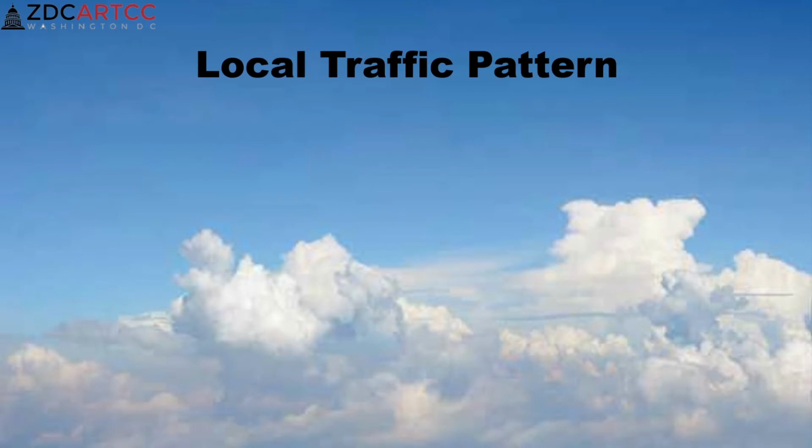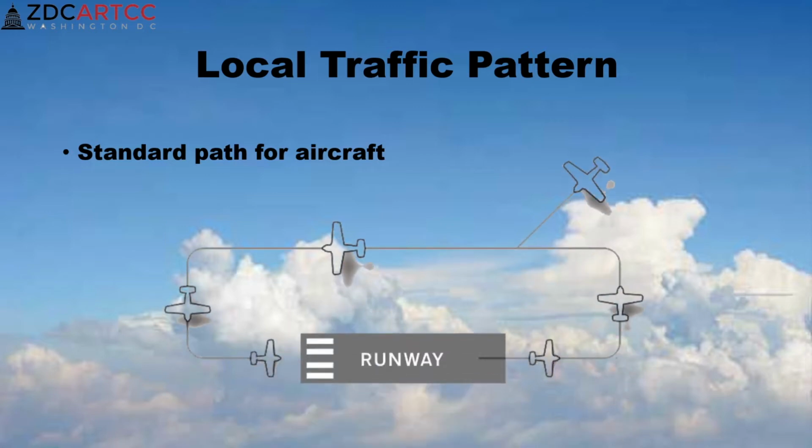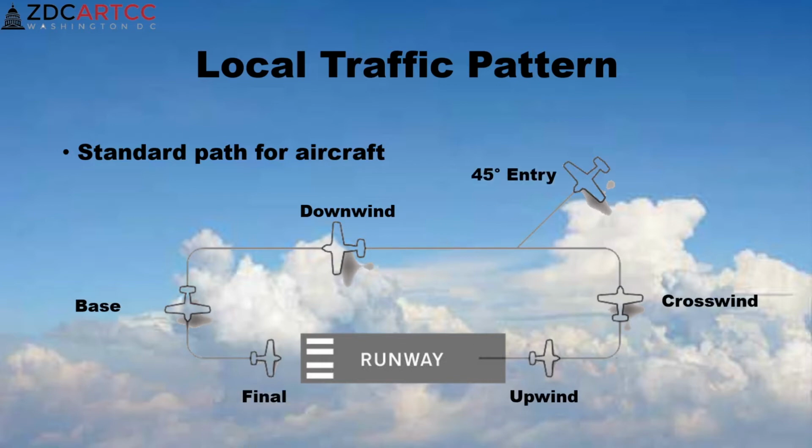First, we must understand what a local traffic pattern is. A traffic pattern is a standard path for aircraft that wish to remain in visual contact with an airfield. This is primarily used for aircraft practicing landings and takeoffs. A traffic pattern consists of 5 parts or legs, which include the upwind, crosswind, downwind, base, and final. Typically, aircraft will enter at a 45-degree angle on the downwind leg.